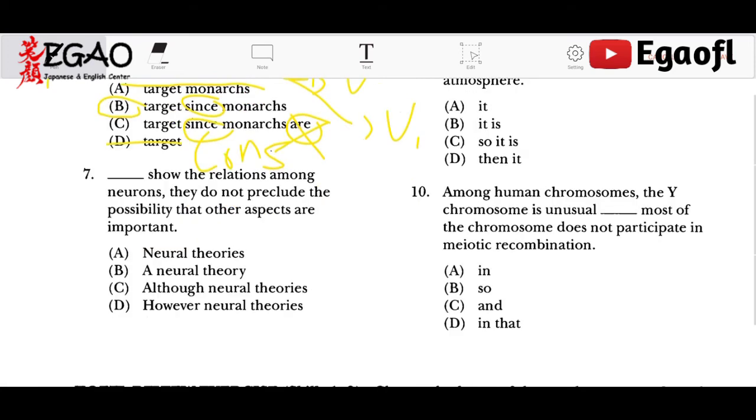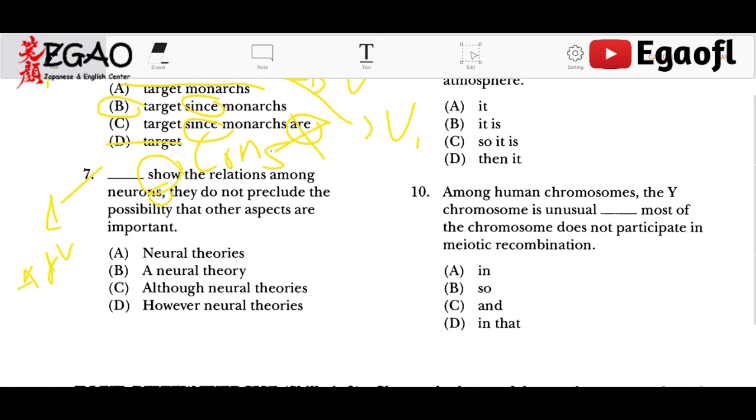And now let's move to number 7. Space. Show the relation among neurons, okay, they do not preclude blah blah blah until important. So there is a comma here, means that it is not about coordinate connectors, it's about the adverb. So if there is a comma in the middle of the sentence, the adverb will be here.